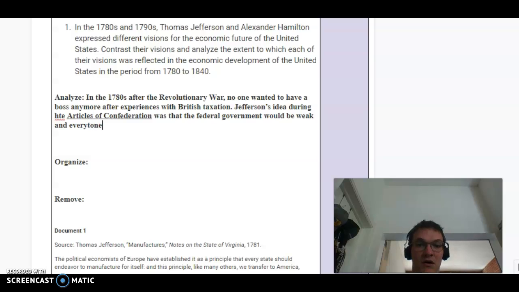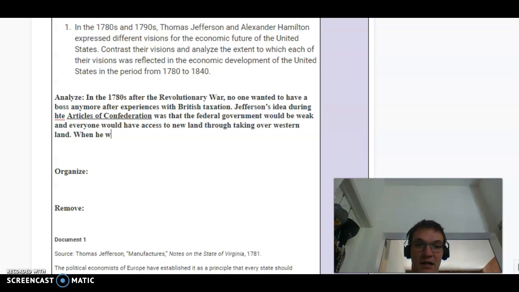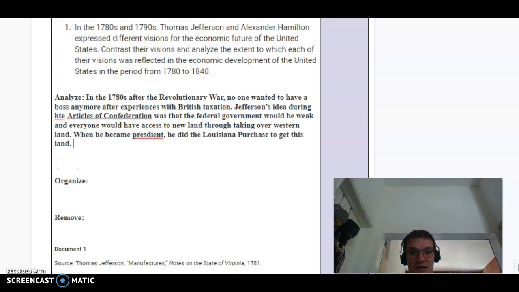and everyone would have access to new land through taking over Western land. When he became president, he did the Louisiana Purchase to get this land. Okay, so this is kind of my context, and then I'm going to go real briefly.